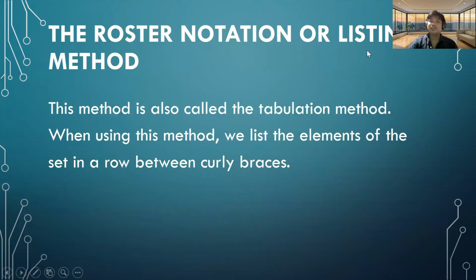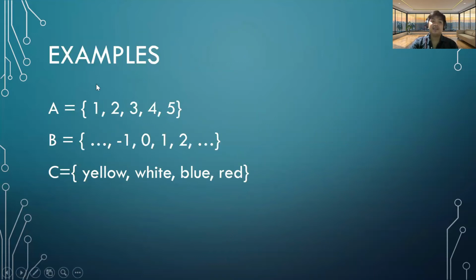Next, we have roster notation or listing method, from the word itself, listing. This method is also called the tabulation method. When using this method, we list the elements of the set in a row between curly braces. We are going to list all the members or all the elements of the set. Here we have an example of the roster method. We have set A. As you can see, we can see the contents of our set. We have 1, 2, 3, 4, and 5. And we also have this infinite set B. It is also in roster method because its elements are listed properly.